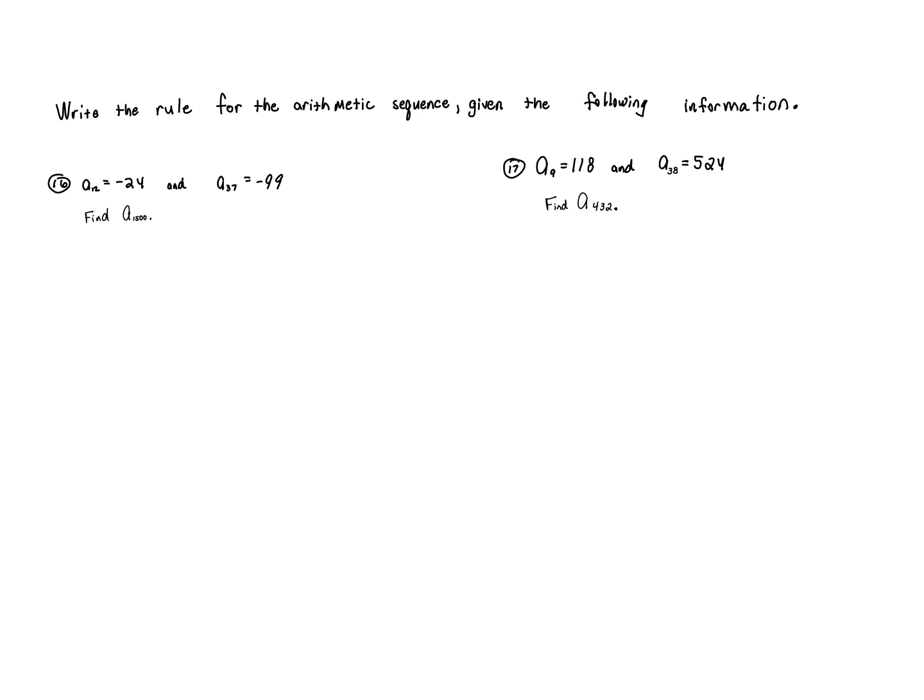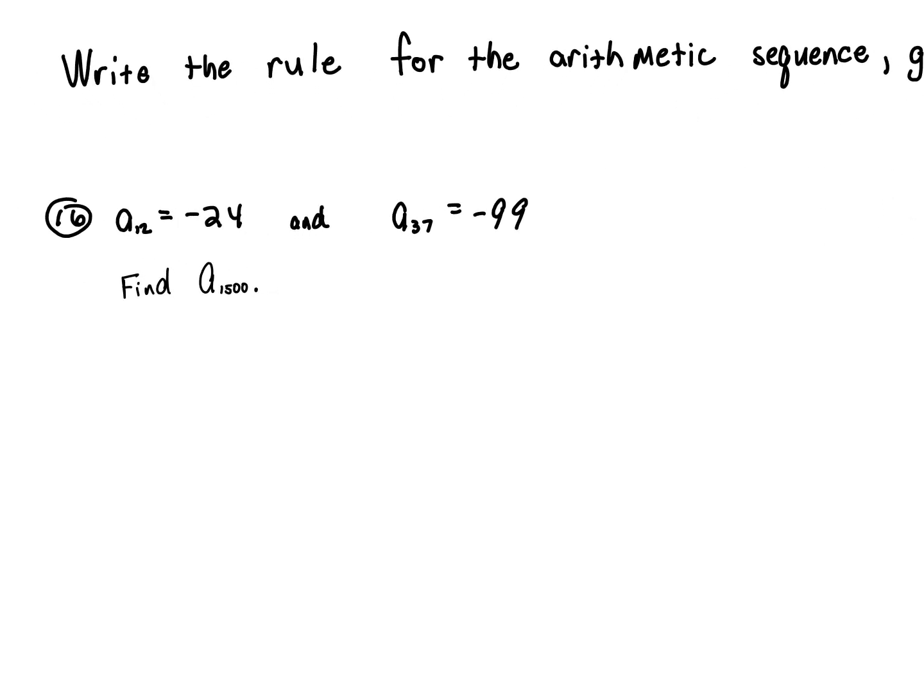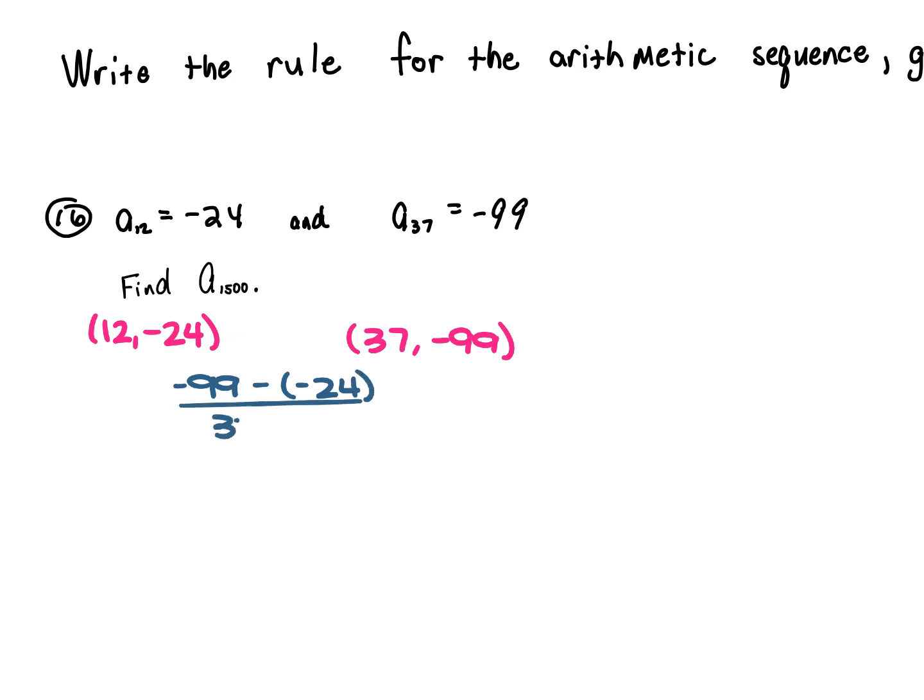For your last two questions, it tells you to write the rule for the arithmetic sequence given the following information. For 16, you're given a sub 12 is equal to negative 24, and a sub 37 is equal to negative 99. You're then going to find a sub 1500. So you can write these as ordered pairs to then find your common difference by finding the slope. So you would have 12, negative 24, and 37, negative 99. To find our slope, we're going to go negative 99 minus negative 24 over 37 minus 12.